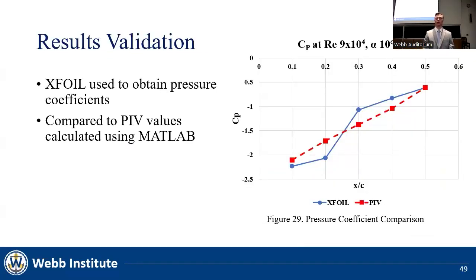X-foil was used to calculate the pressure coefficients at the same points for a NACA 0018 foil. X-foil is a 2D program, and we used a 3D foil, so there are 3D effects present that X-foil does not capture. However, the plane tested was distant from the ends of the foil, so the differences should be minimal. The pressure coefficients were plotted along with the values calculated in MATLAB. The resulting plot is shown on the right for 1 speed and angle of attack. The values closely match, indicating that the results are valid.